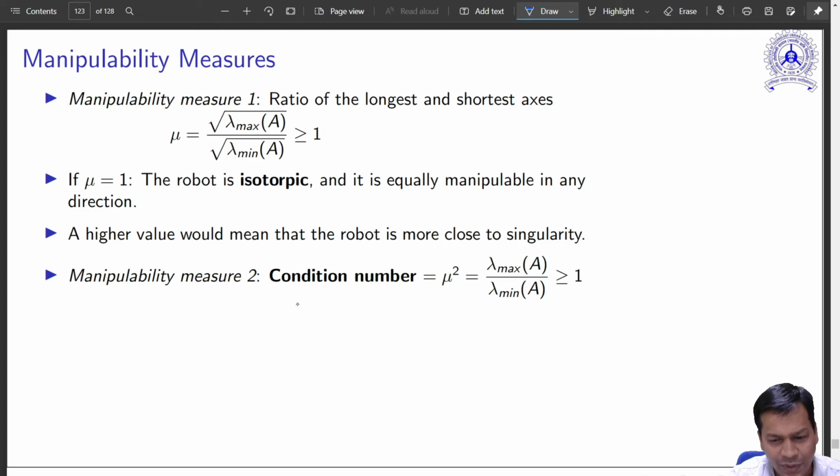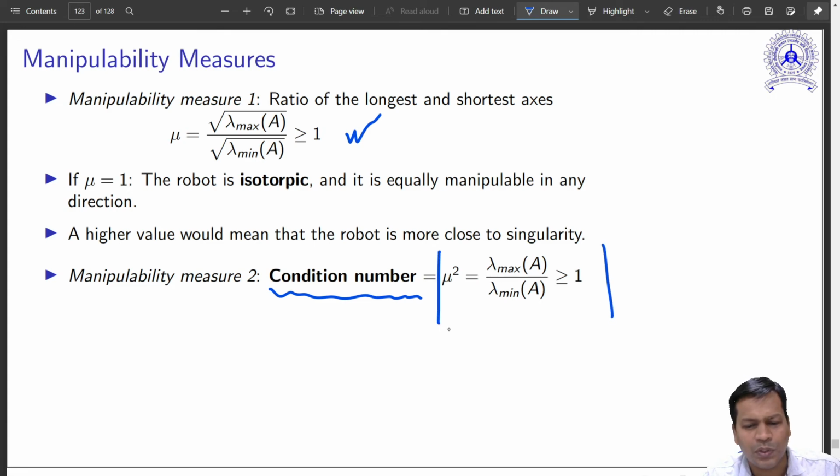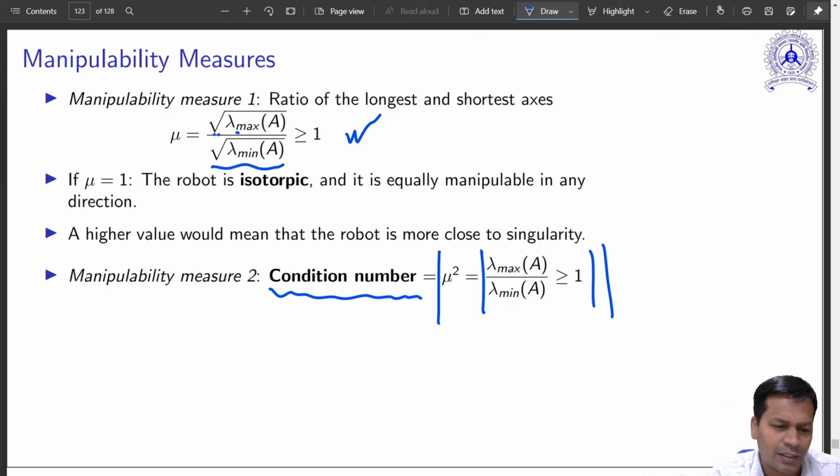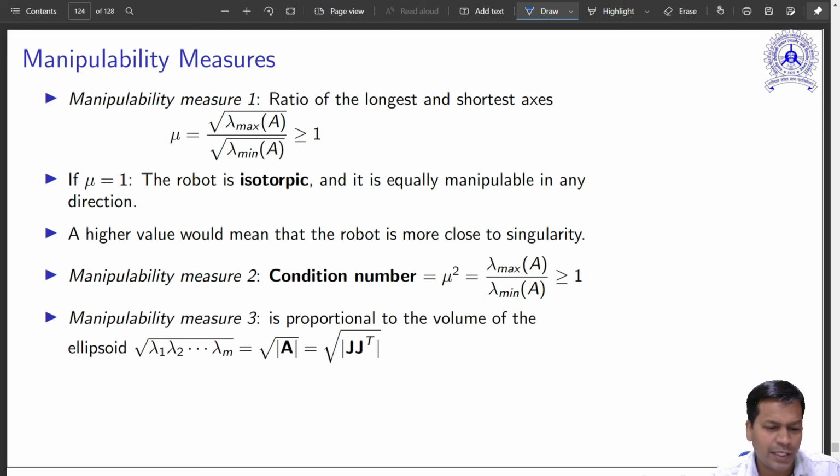Measure 2 looks like this. These are defined in different journal papers. It simply takes the square of this, and that also can be used. In that case, you need not take the square root of the terms. You can simply take the square of this, and it gives you a picture of this in a similar manner. Again, the ellipsoid is this ellipsoid.